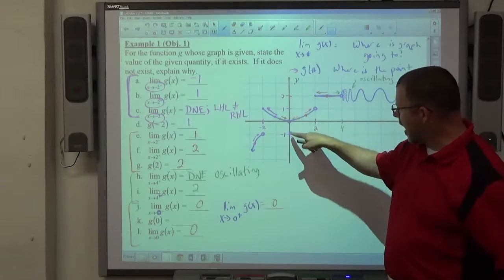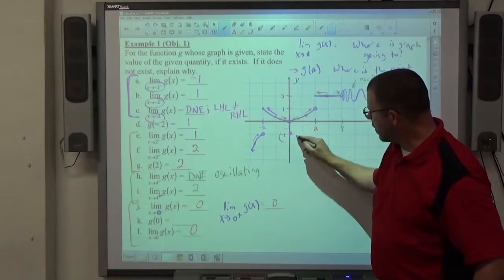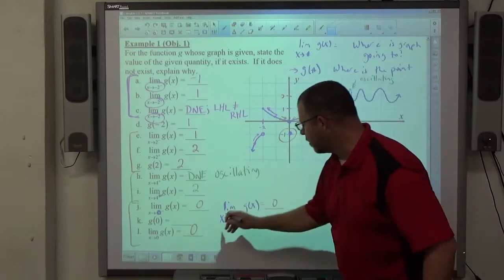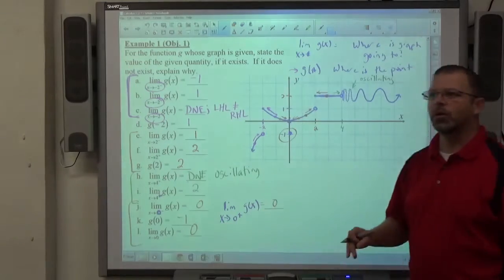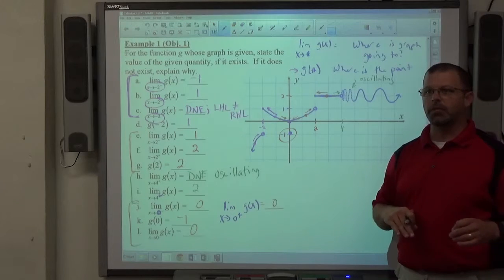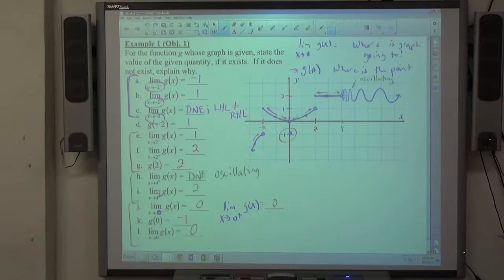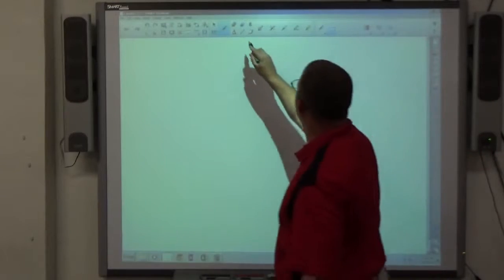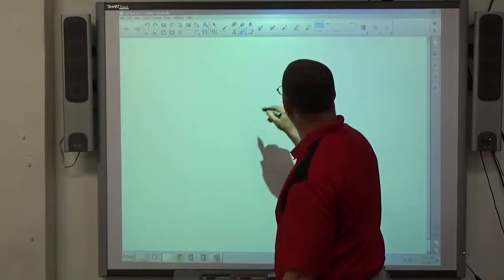But notice the functional value. Where's the point at 0? X equals 0, the point's right here at 1, right? Or negative 1. So g of 0 is negative 1. Once again, the functional value does not have to equal the limit. All right? Most of the problems in the first part of the section are going to be this type. One extra thing that could occur that isn't dealt with there is asymptotes.